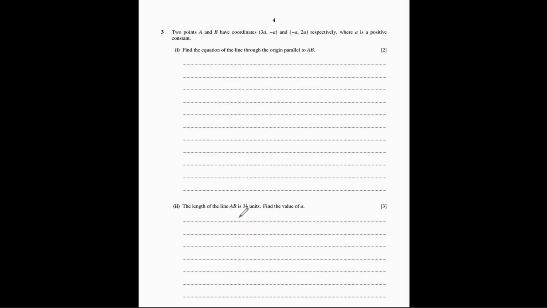Then it says the length of the line AB is 3 and 1 over 3 units. Find the value of a. So we know that A is 3a, negative a.